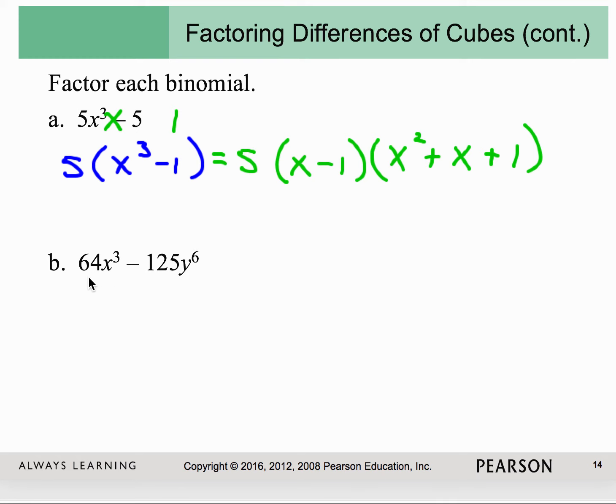Okay, no common factors. And this is 4 cubed, right? And of course, that's x cubed. This is 5 cubed. And remember what we said about any multiple of 3. I could write that as y squared cubed. That's the same thing as y to the 6. So y to the 6 is something cubed. It's y squared cubed.